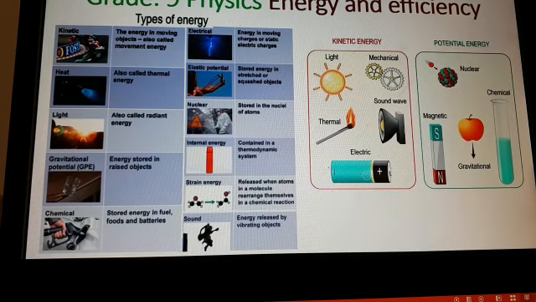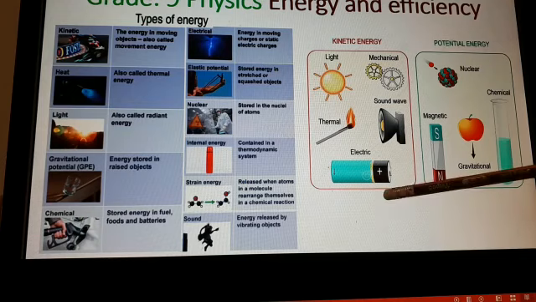And internal energy. Internal energy is the total kinetic and potential energy of the particles in an object, contained in a thermodynamic system. Example, the energy in a hot object is internal energy. Then strain energy, it is stored energy when an object changes shape, that is strain, released when atoms in a molecule rearrange themselves in a chemical reaction. Then sound energy, energy released by a vibrating object. These are the different types of energy.